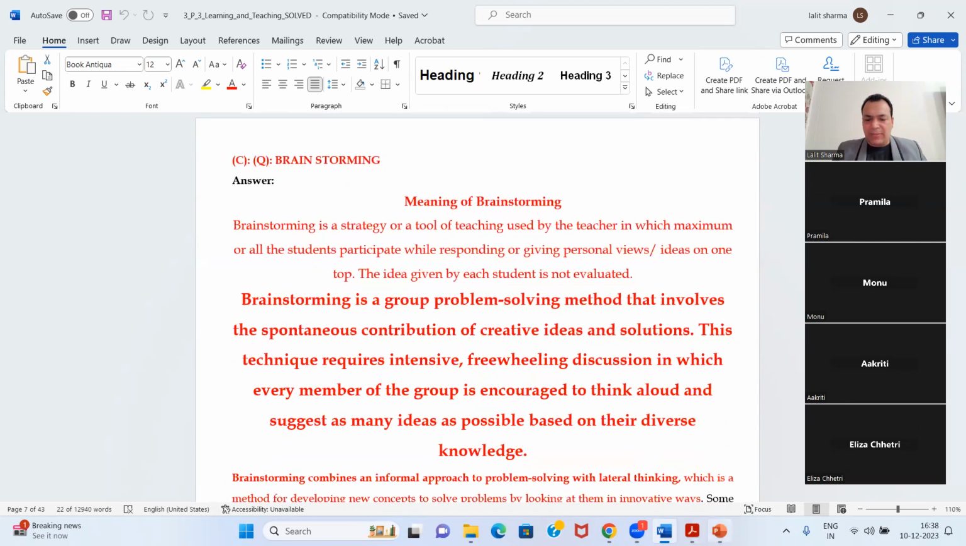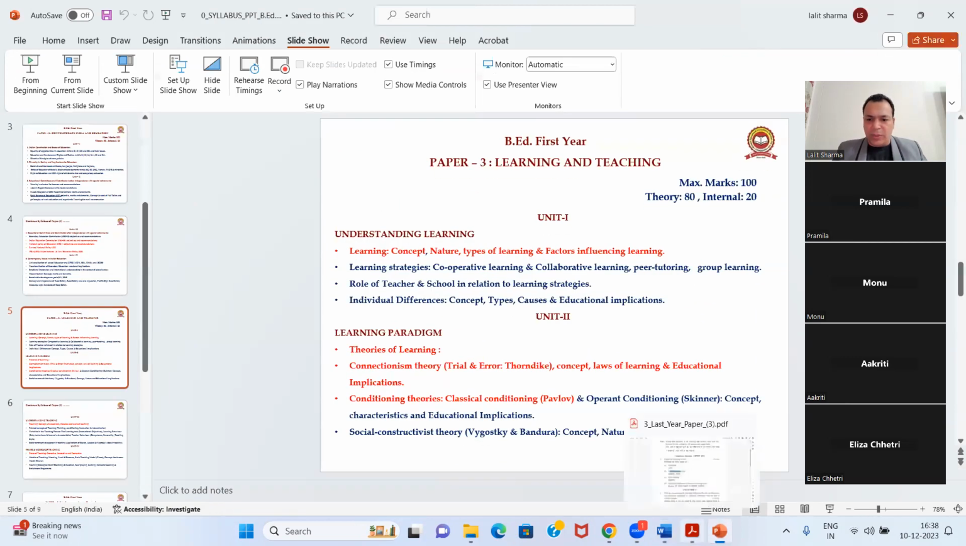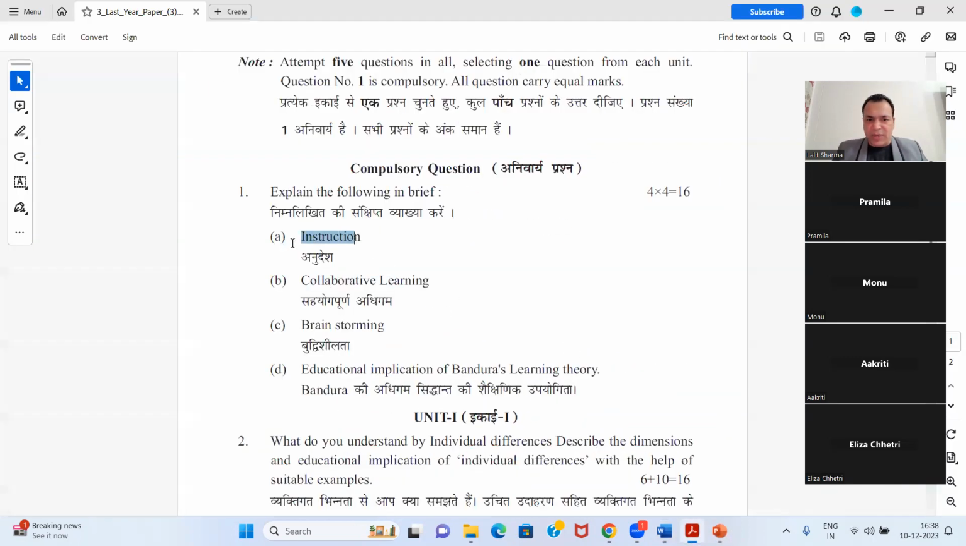अब third क्या है? What is the third? Open your paper. Instructions we are done. Collaborative learning we are done. Now the brainstorming. Brainstorming भी एक teaching strategy है. I have just discussed, na, that don't do the stereotype of teaching, come in the class and start teaching to the student, putting the knowledge into the mind of the student, and you think that you have taught very well, right?